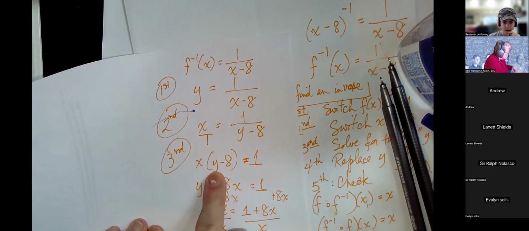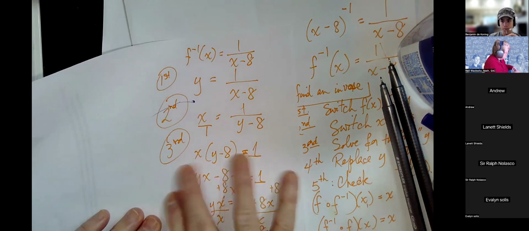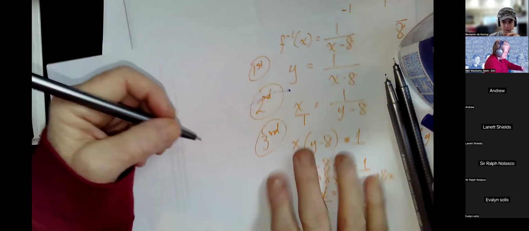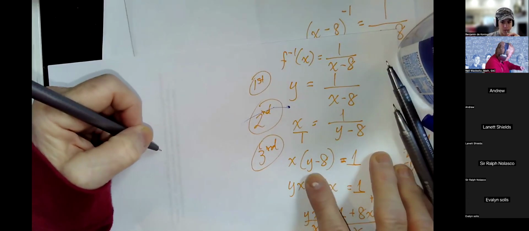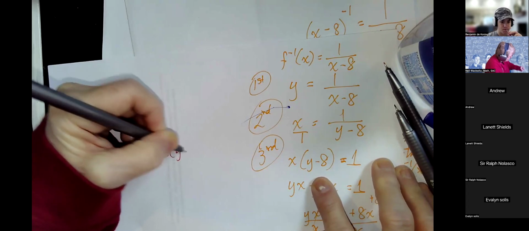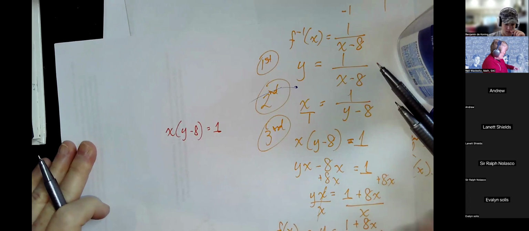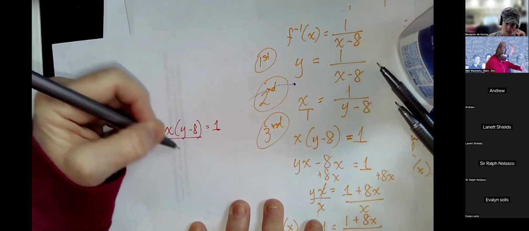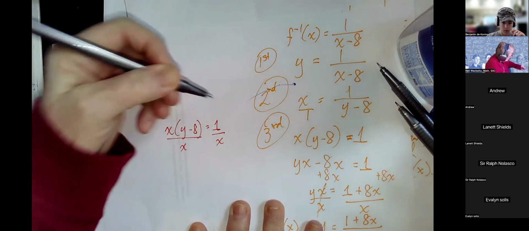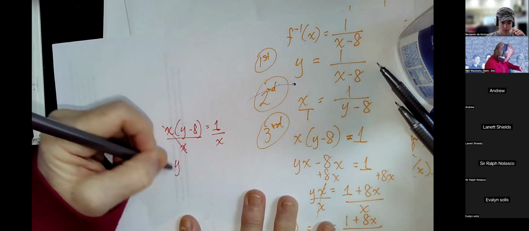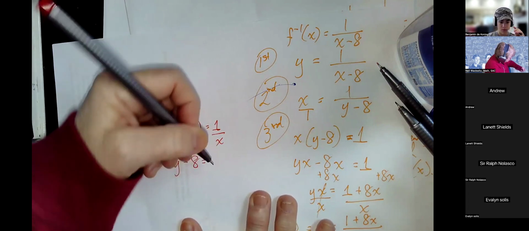Because we're looking for y. Oh, okay. So if we divided both sides, let's just look at that. That's actually a very good question. So we've got x times y minus 8 equals 1. Let's go ahead and do that. Let's divide both sides by x, and we get y minus 8 equals 1 over x.